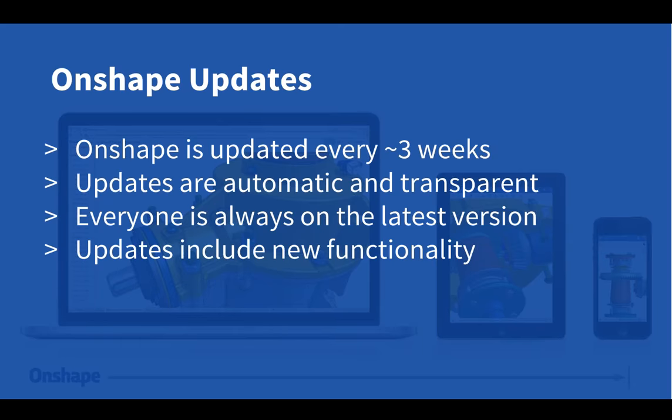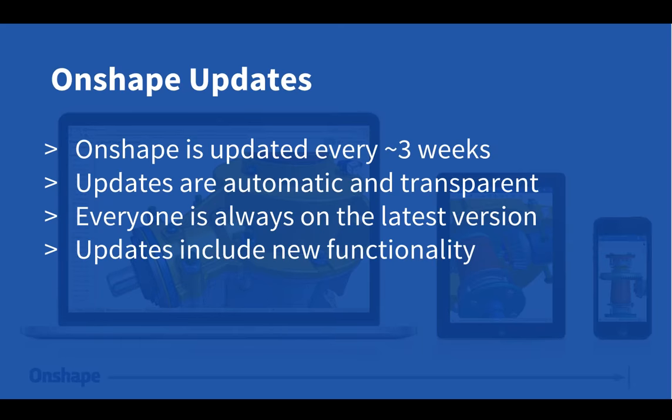So Onshape itself is updated roughly every 3 weeks. The updates are automatic and transparent. So from an end user perspective, you won't see a difference. You log in and new features are there. There's no downloads, no installs, no updates. You don't have to worry about errors or being down. Updates are automatic, and again, you don't have to do anything. Log in and new features will be there.